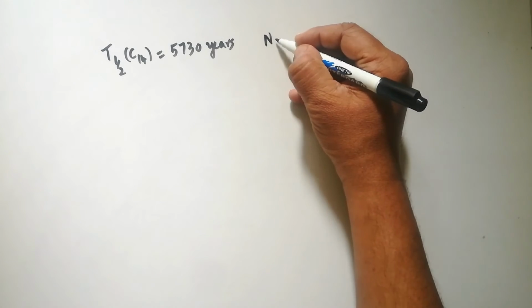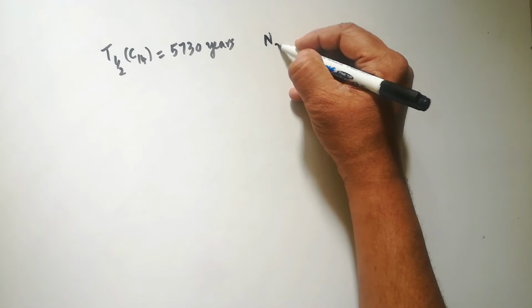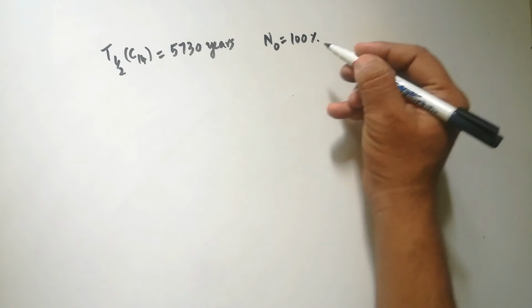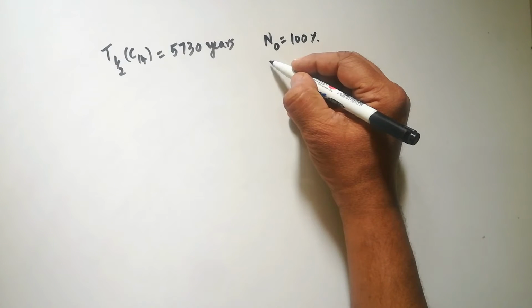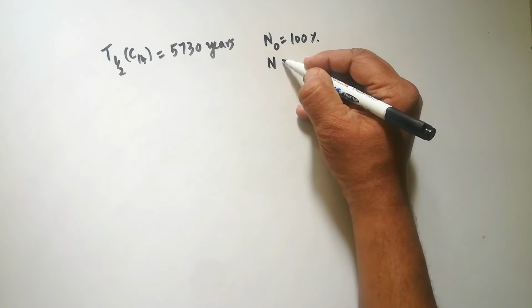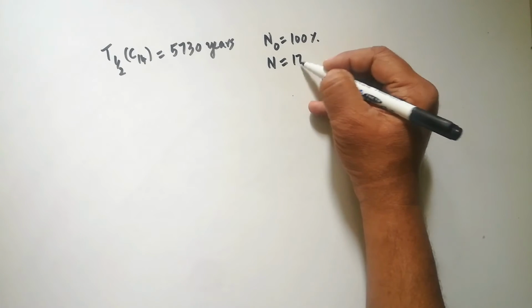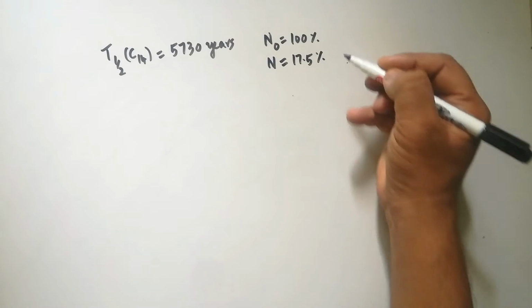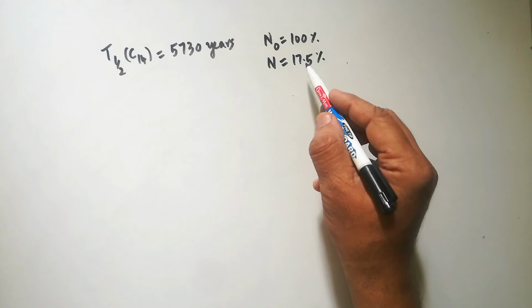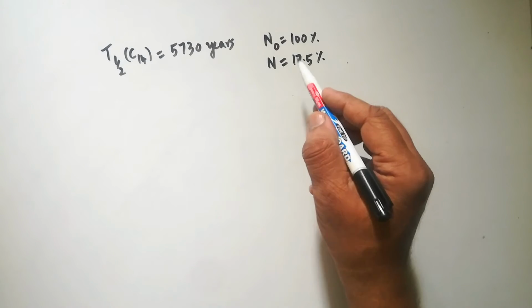Initially, how much carbon-14 was there? N0 must be taken as 100%. While getting the sample of carbon-14 from that tree, what was the percentage of the carbon-14? 17.5 percent. This much is present in the charcoal piece.